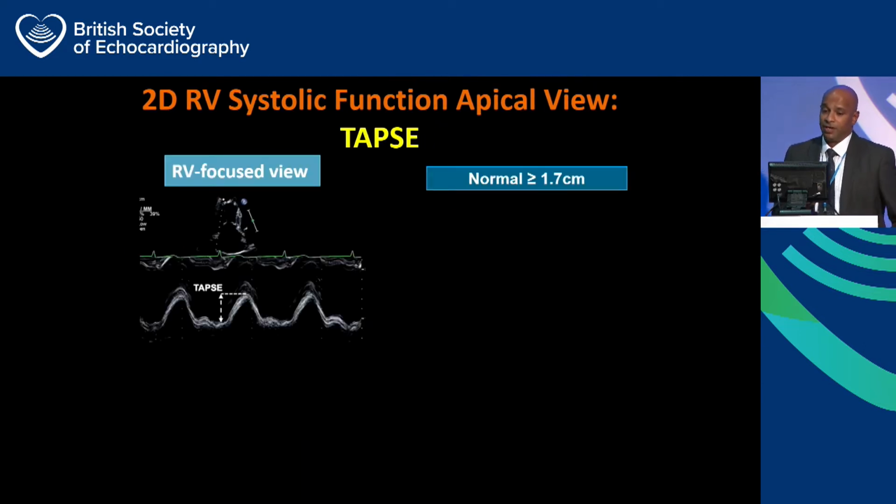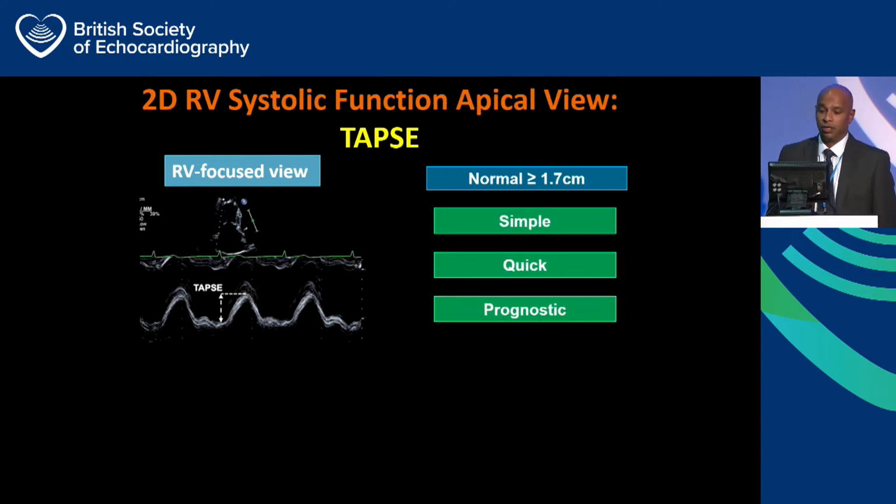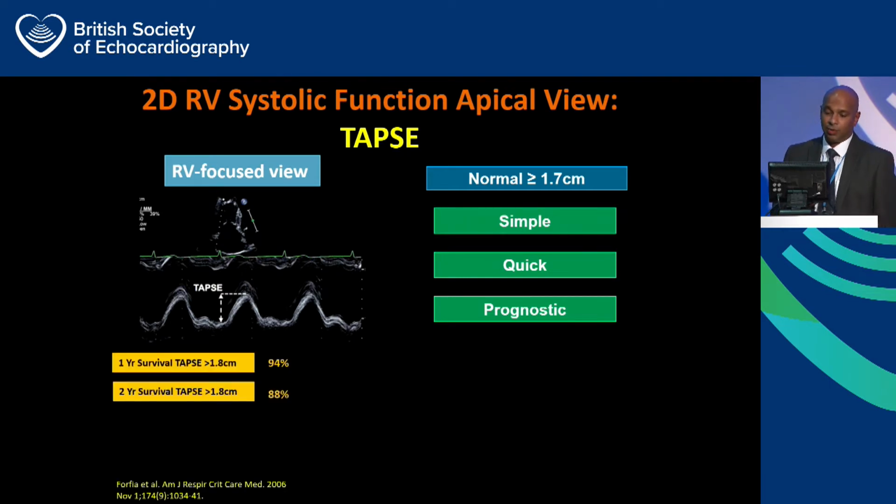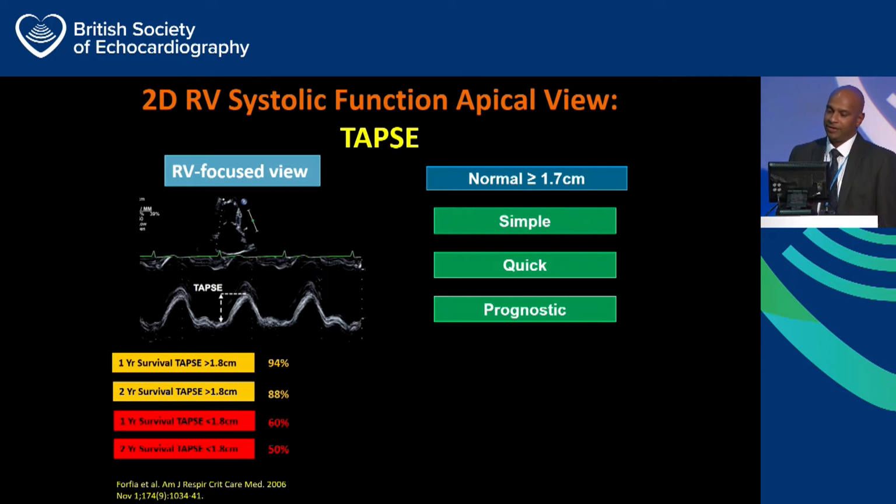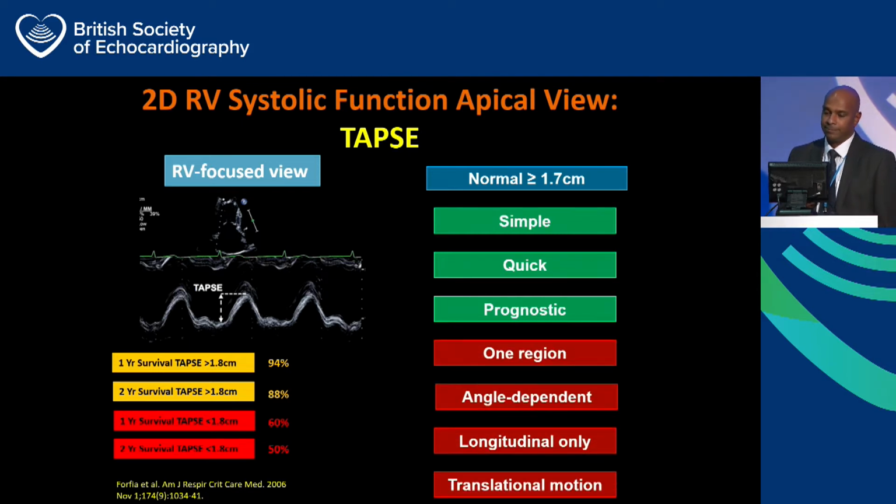TAPSE is made again from the RV focused view. As you all know, this is an M-mode measure through the lateral annulus. It's simple, it's quick, there's a wealth of prognostic data. This is data from one of the earlier studies showing its prognostic importance in patients with pulmonary hypertension. They looked at TAPSE, and if it was above 1.8, then the survival at 1 year was 94%, at 2 years was 88%, and if it was impaired, then the survival was much worse, so 60% survival at 1 year and 50% at 2 years.